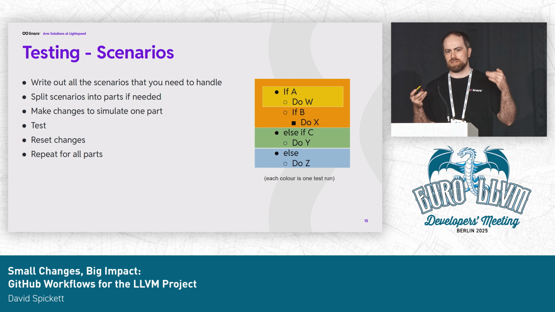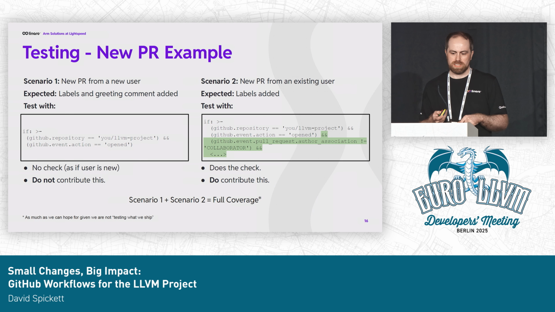We basically write out a manual test plan of the paths we're going to take through our workflow. And then we consider, can we simulate each one with a single set of changes? And you keep breaking it down until you've got these segments that you can do in one set of changes. You test it, make that segment work, reset any changes that were just for testing purposes, and then keep repeating it. And practically, it looks like this.